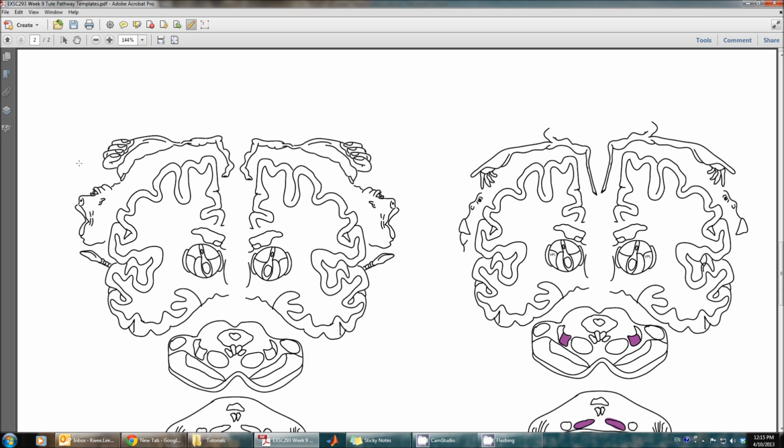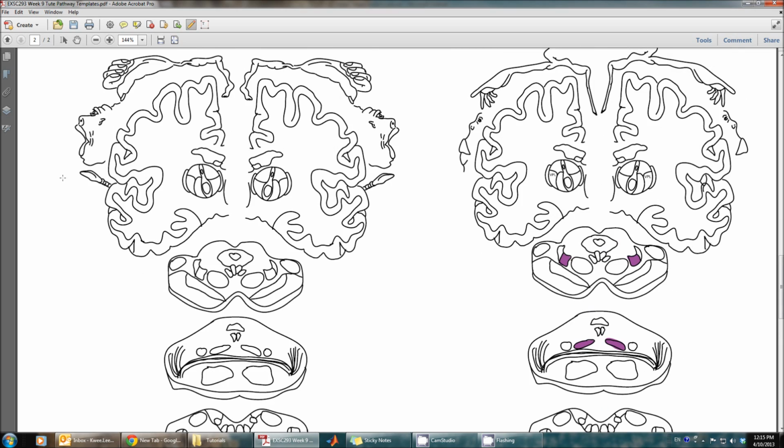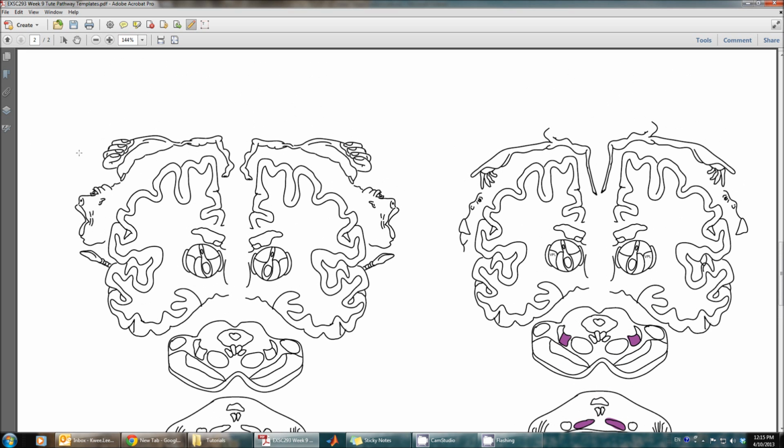So we have these two sets of templates, one for descending tracts and the other one for ascending tracts. So for the descending tracts, what you realize is the homunculus is slightly different. The one on the left represents the motor homunculus. The one on the right represents the sensory homunculus. So let's start by drawing the lateral corticospinal tract.